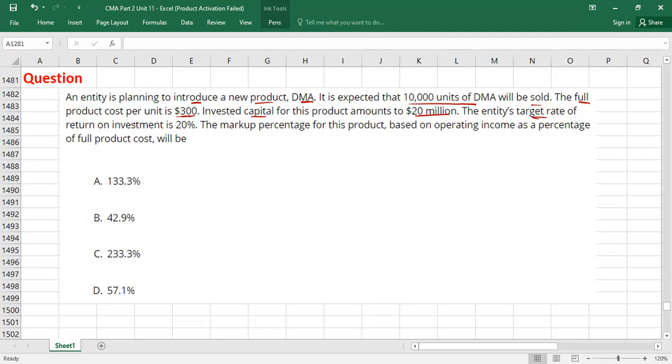The entity's target rate of return on investment is 20%. So what is the company's target? They want to earn at least 20% return on their investment. If you want to calculate return, you need to know the value of investment multiplied by 20%. Investment value is 20 million, and if you take 20%, this will give you a return of 4 million. Understood? This is what they want to earn.